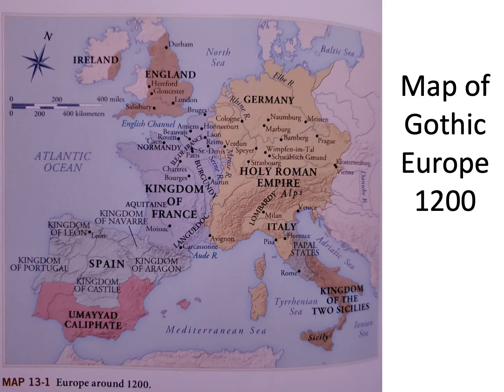Here's a map of Gothic Europe. I'm sorry, it's a little dark. Getting maps for this class has been kind of a challenge. So this is one I took with my phone out of the book. So I apologize, it's not quite as bright as I'd like it to be.